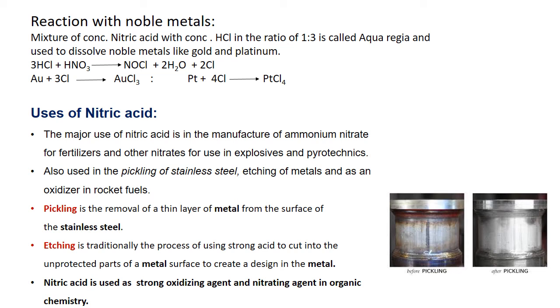Now the uses of nitric acid. The major use of nitric acid is in the manufacture of fertilizers, in the manufacture of explosives, pyrotechnics. It is also used in pickling of stainless steel, etching of metal, and as oxidizer in rocket fuel. It is the most important compound for organic chemistry as an oxidizing agent and nitrating agent.